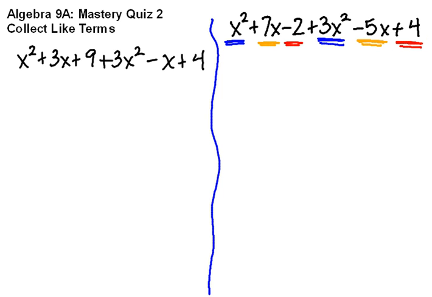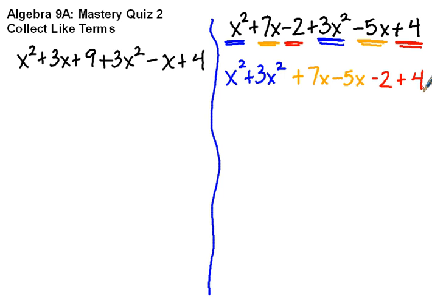Okay, here we go. I'm going to write the x squareds first. x squared and 3x squared. Then I'm going to write my x terms, 7x and negative 5x. Notice that those negative signs come with that 5. That's a negative 5 there. And here's our constant terms, negative 2 and positive 4.